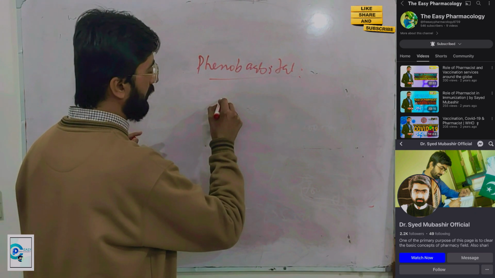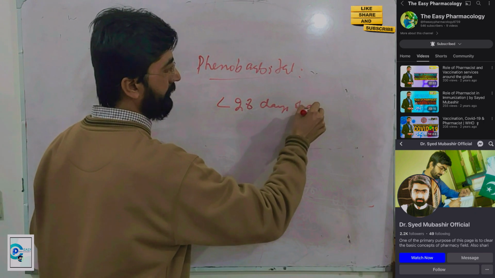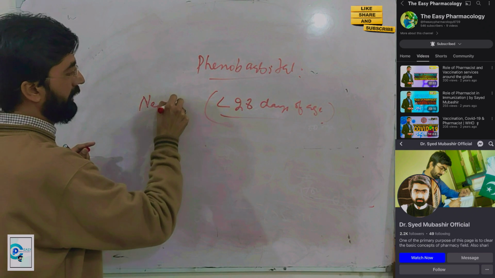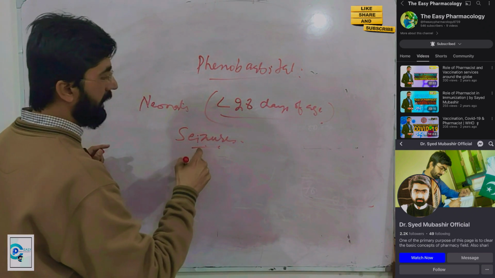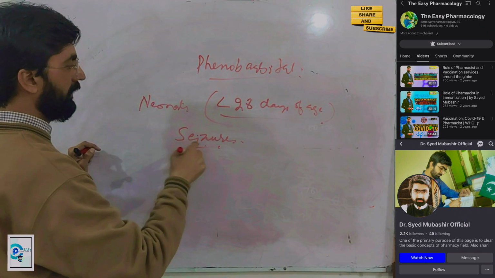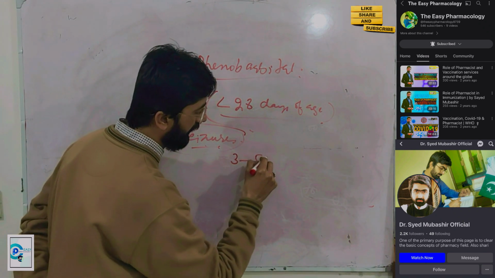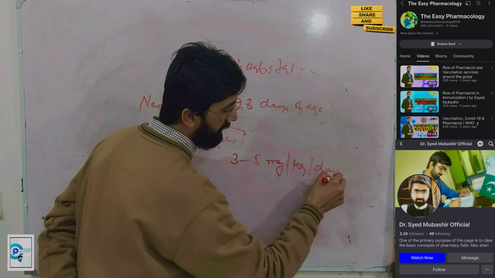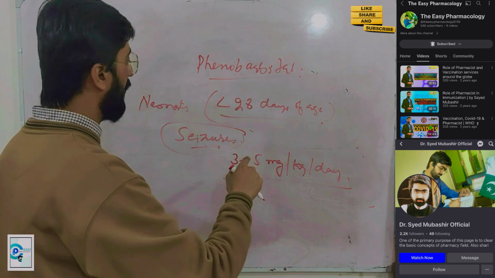Let's suppose less than 28 days of age. Neonates. In which situation? In seizures. Phenobarbital can be given to neonates in seizures, and the recommended dose is 3 to 5 milligram per kg per day. This is the recommended dose of phenobarbital for neonates.